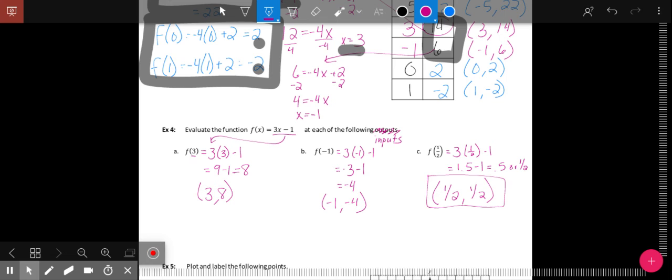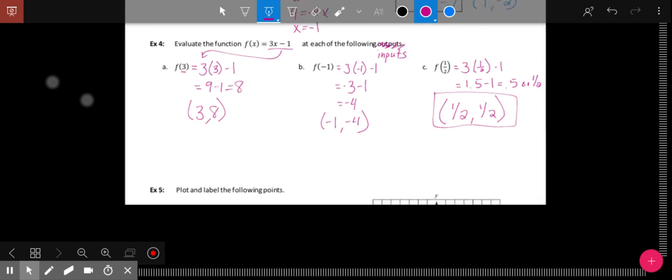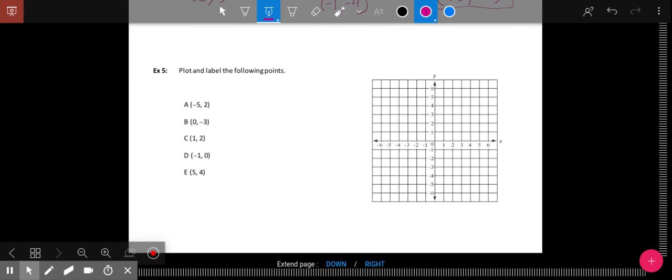That's great. Alrighty, so last one, looking at number 5. I want you to graph the following points, and then you can check your work with mine when you're finished. So go ahead and try and graph those for me now.